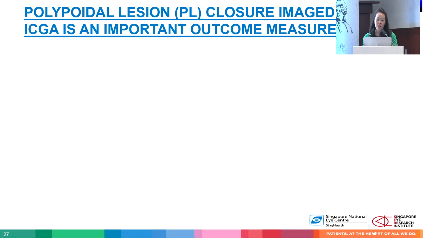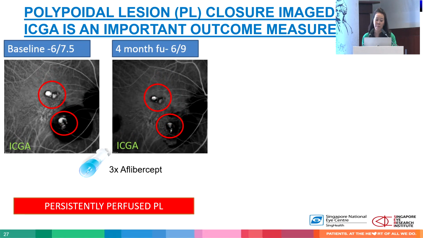However, you can see that when we image polypoidal closure with ICG, it is an important outcome measure. You can see some of the different outcomes. In this case, after 3 aflibercept injections, the polyps are still there and they're persistently perfused.